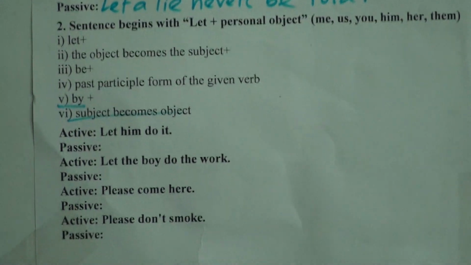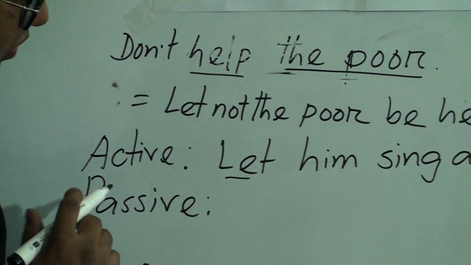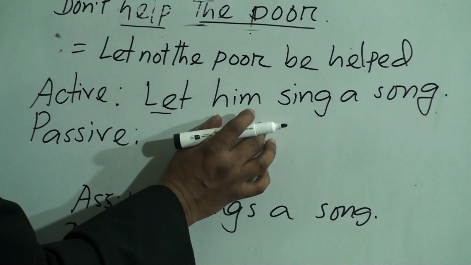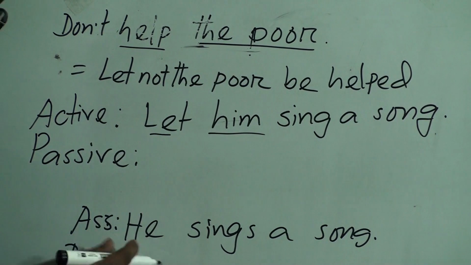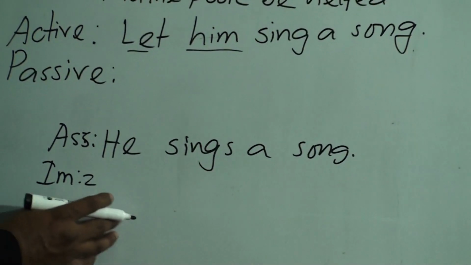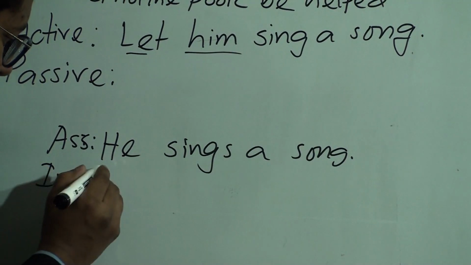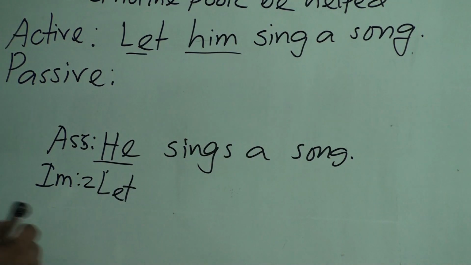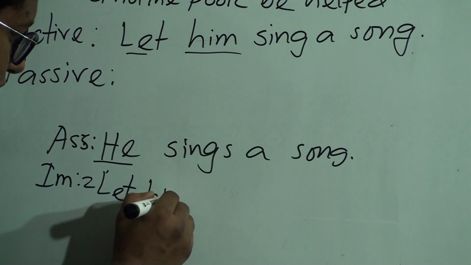"Let him sing a song." This is a sentence that starts with let. First tell me, is "him" an object or the subject here? Him is the subject here. How? Look, this is an assertive sentence: "He sings a song." If you want to make it imperative, how do we do it? If a sentence starts with the third person, we have to put let for the imperative sentence. And after let, the subject will become the object. So, him.